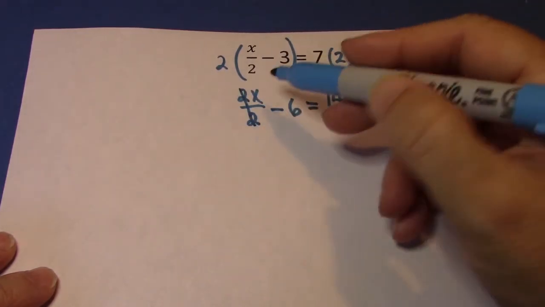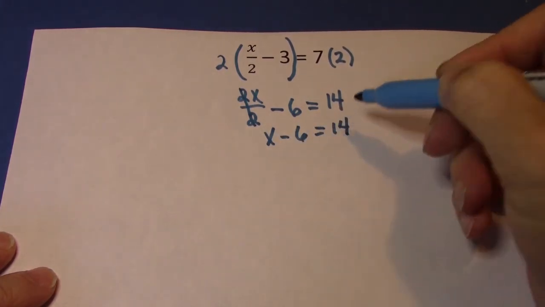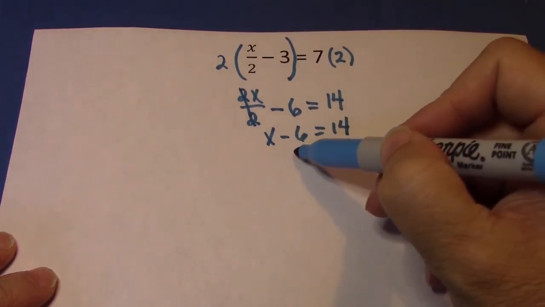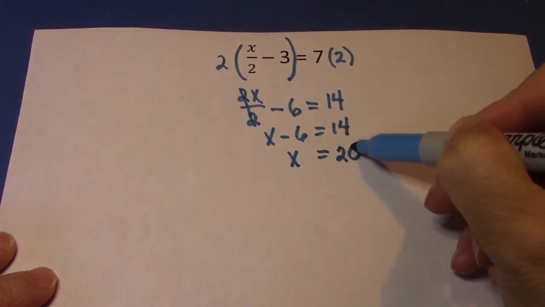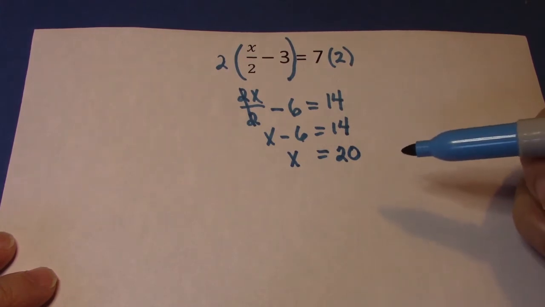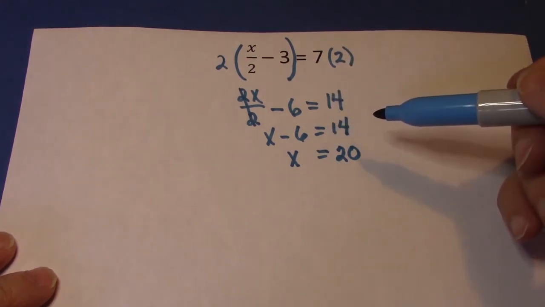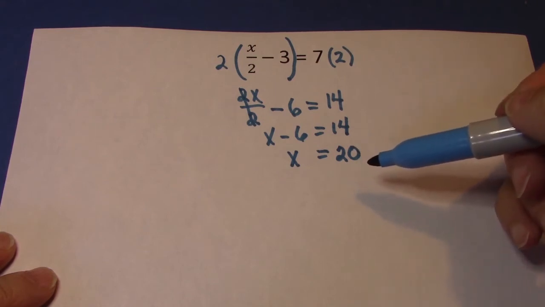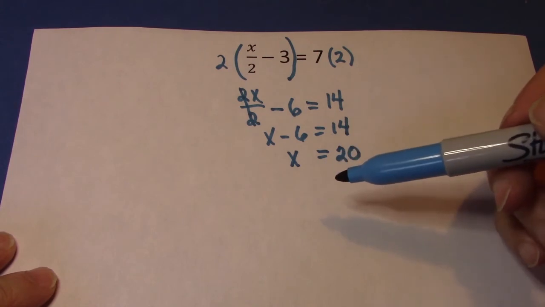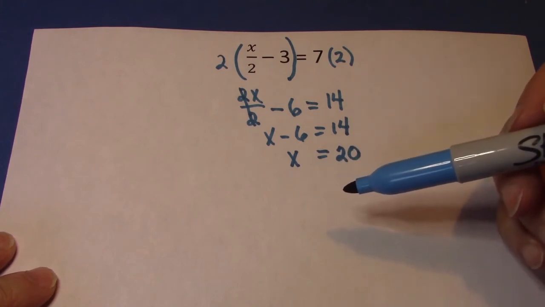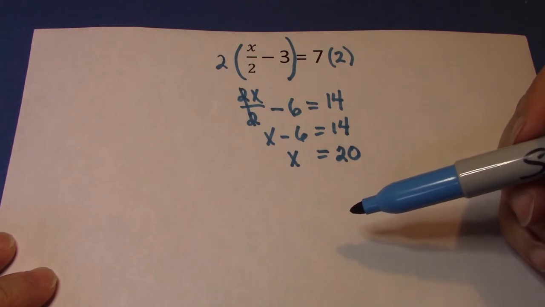Now these can cancel out, and I have x minus 6 equals 14. Now I can add 6 to both sides, and x equals 20. I got the same answer that we did before, but it took a little bit more work. There's nothing wrong with this approach, but it took a little extra work, and it sometimes makes our mistakes a little tougher to spot or correct. But with some practice and experience, you'll know what to do first.